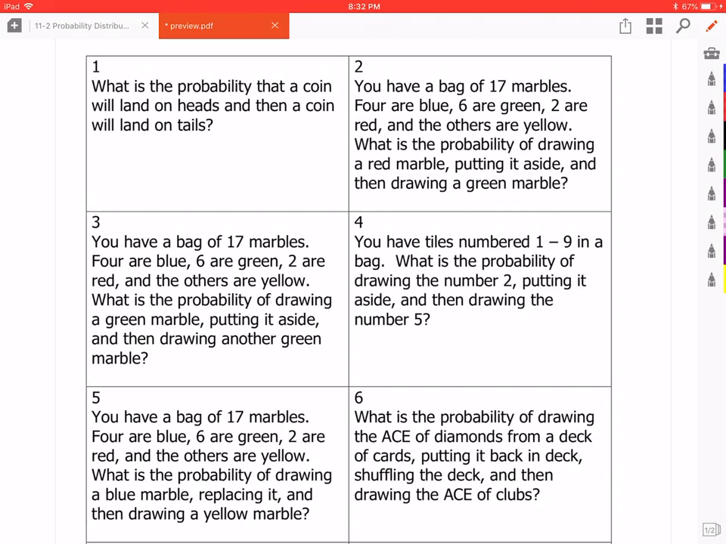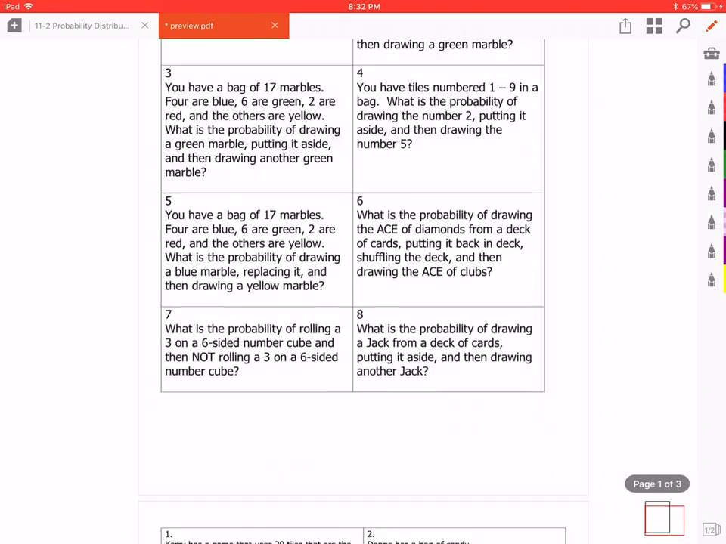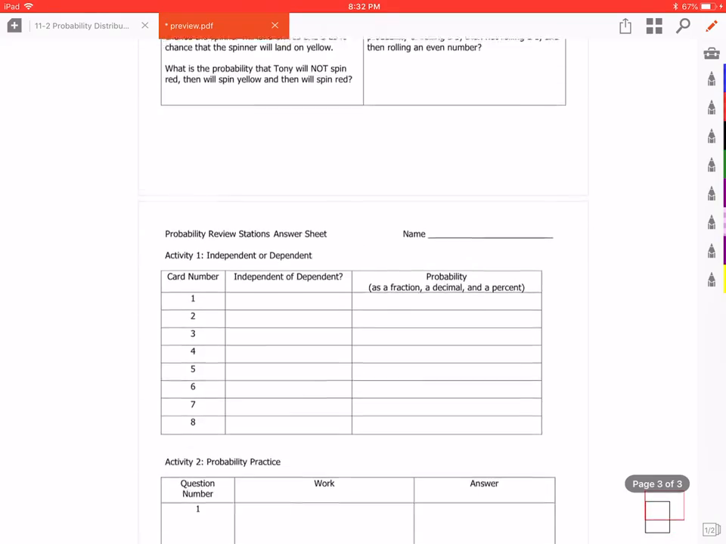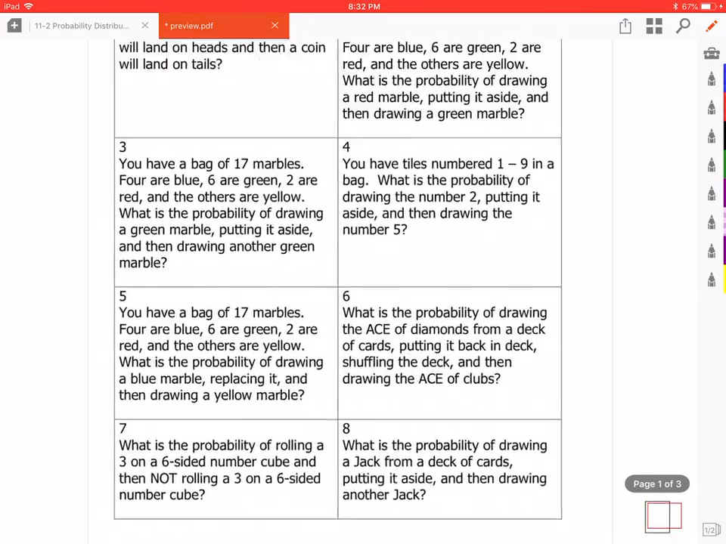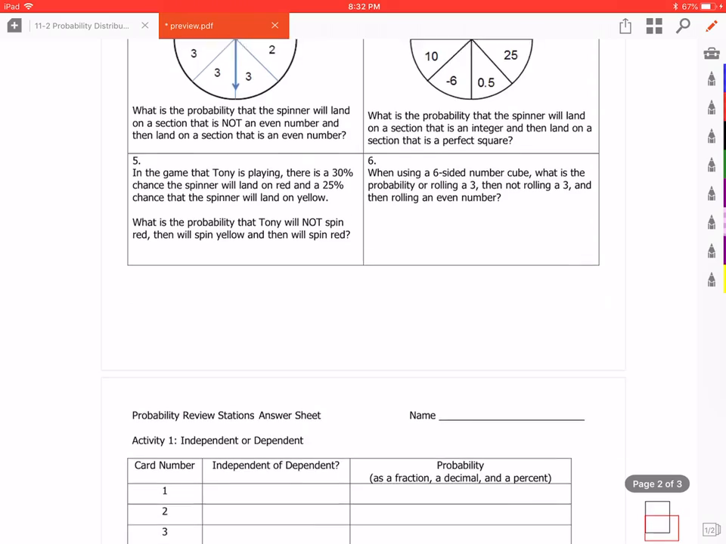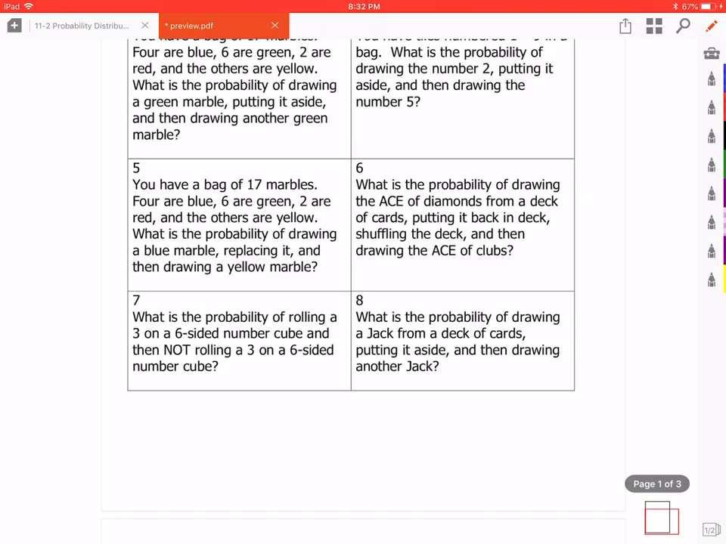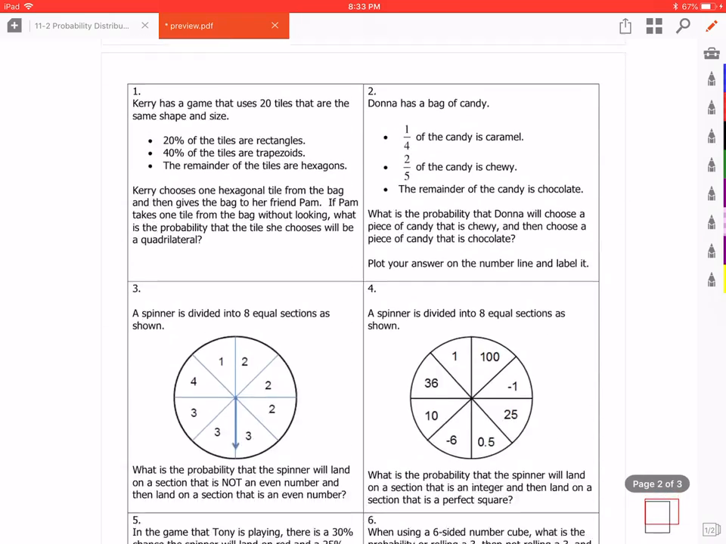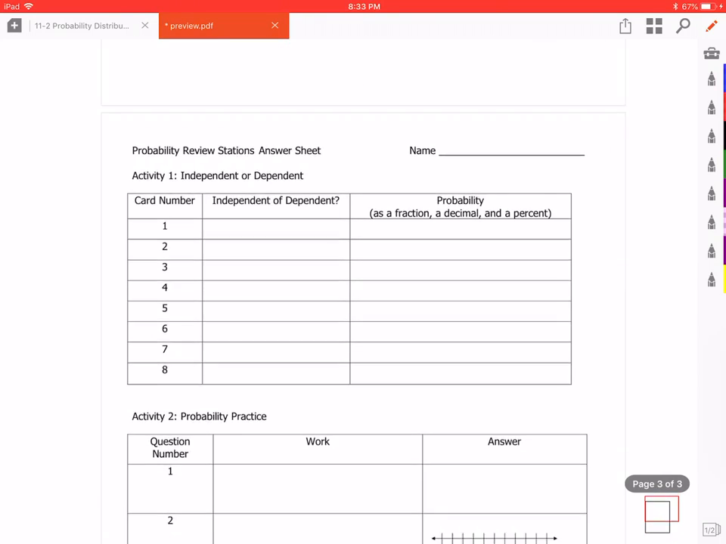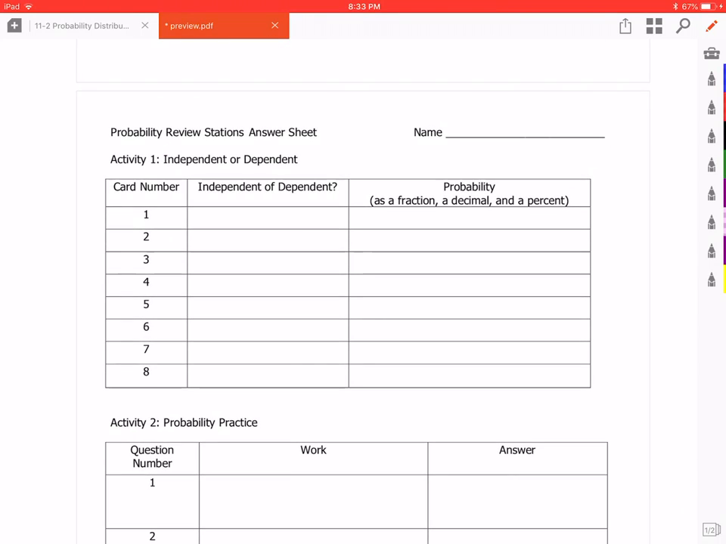Okay, so what you're doing on these, we've got what is the probability that a coin will land on heads and then a coin will land on tails. So the first thing the paper asks is that independent or dependent? So you have to figure out, does the second event depend on the first event? So if I flip the coin and it lands on heads, does that mean it's not going to land on heads again? No, it does not mean that. So we're going to write independent right there.